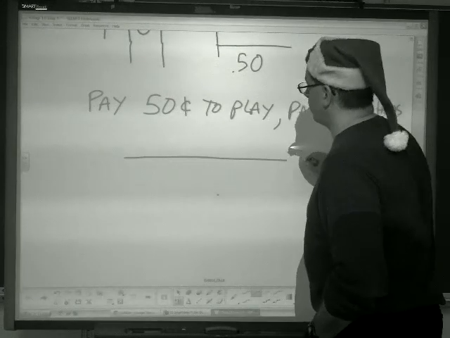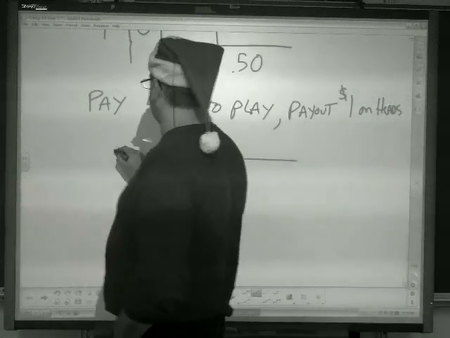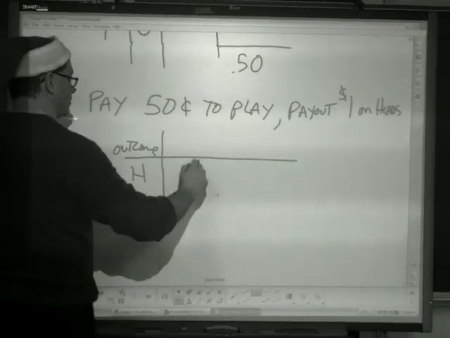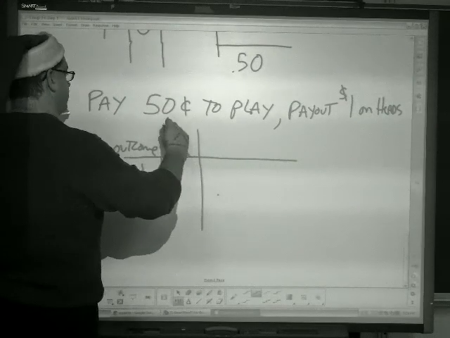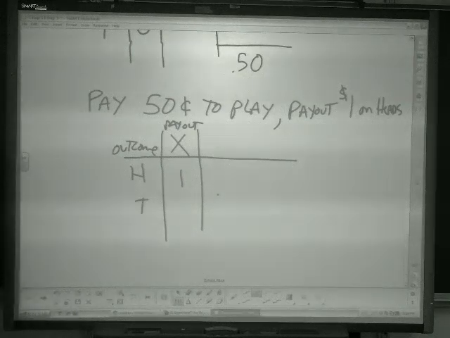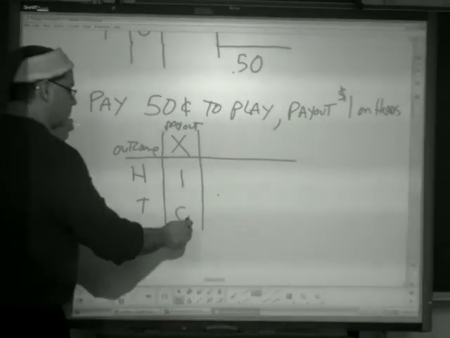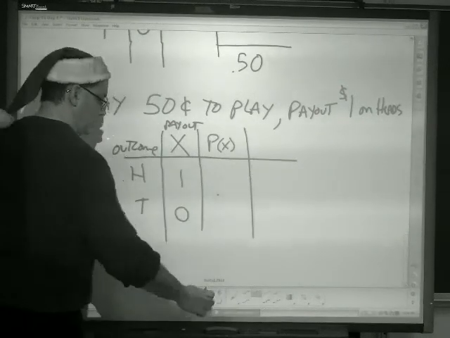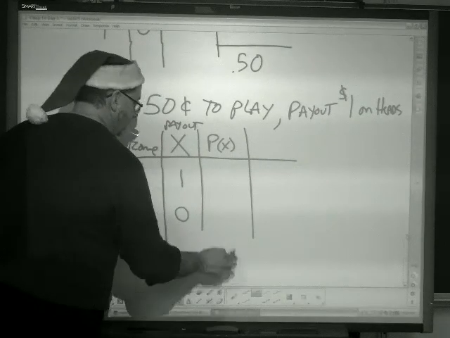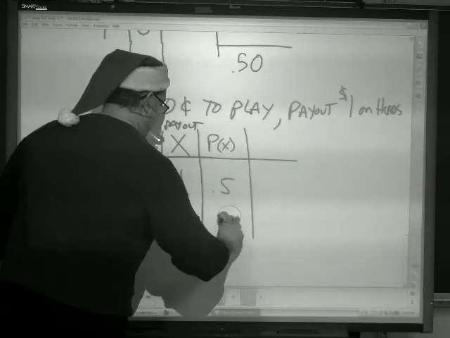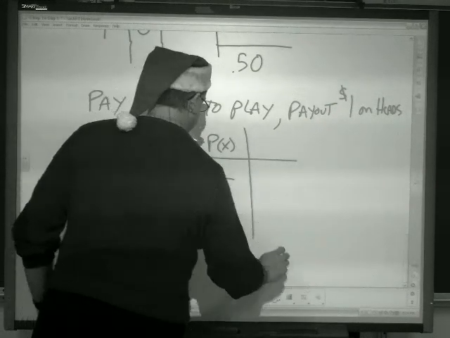So let's try this one. Again, outcome. I get heads or tails. This is my payout. I'm going to pay out $1 if you get a head, and I'm going to give you nothing if you get tails. The probability that you get a head is 0.5. The probability you get a tail is 0.5.